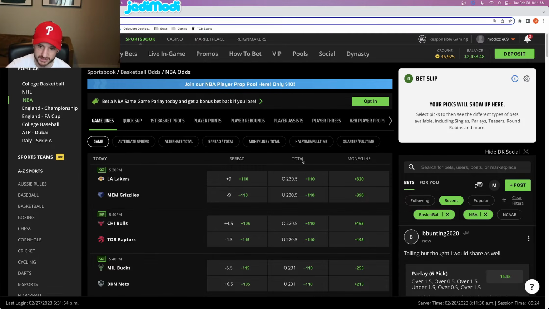Next up is the total we see here. This is where you're betting on how many points are going to be scored in the game, over or under a specific amount. In this case, the first example is 230. We see one here, 220. Obviously, the higher the number, the more points are being projected to be scored in this game.